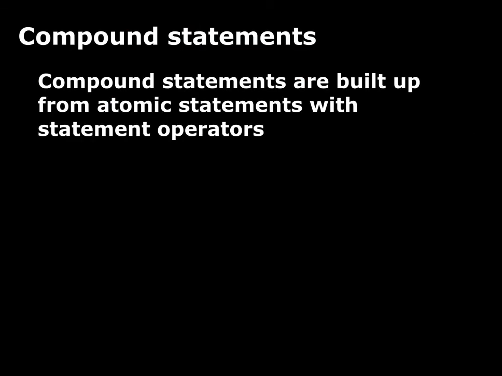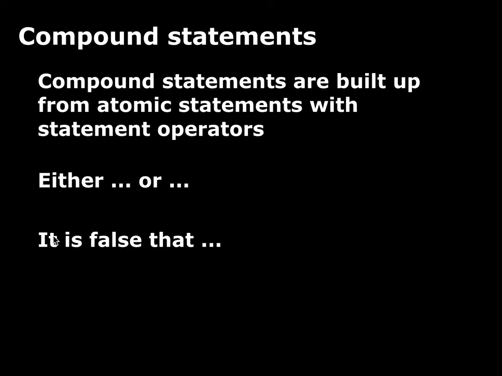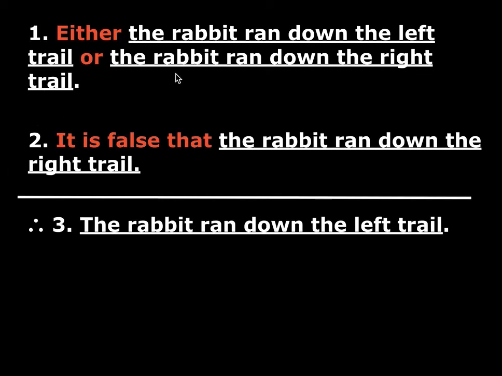Okay. So compound statements are built up from atomic statements. Think of atomic statements as like bricks, and compound statements as like things you built with one or more bricks. And they're these statement operators that are used to build up the atomic statements. We've seen two, either something or something. We've also seen it is false that. Okay, and we've seen them both here in this sentence. Either this or that, it is false that this, therefore that.